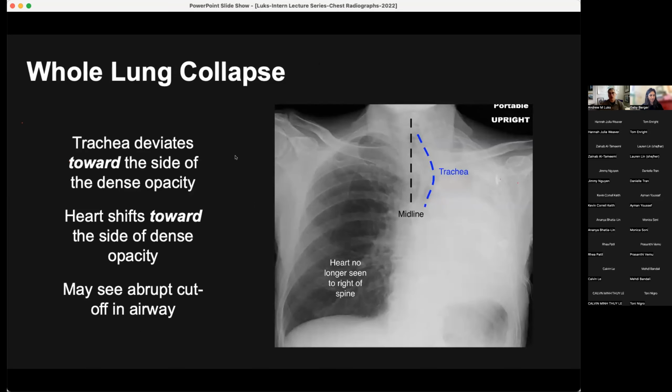An important principle of collapse is that when the lung collapses or a lobe collapses, everything shifts to take up the space that was previously occupied by the non-collapsed lung. So when you see whole lung collapse, you're going to see the trachea deviate from the midline towards the side of the collapse. The heart, which you should usually see to a limited extent on the patient's right side of the spine, shifts over to the left and is hidden within this dense opacity. And occasionally you see something known as a cutoff sign in the airway, which I'm going to show you an example of in just a second.